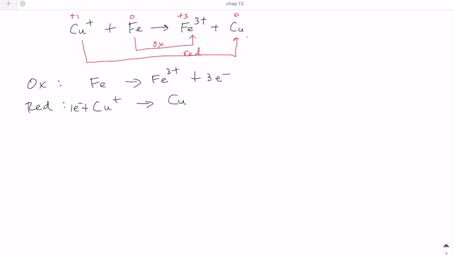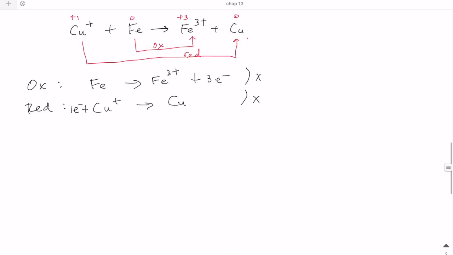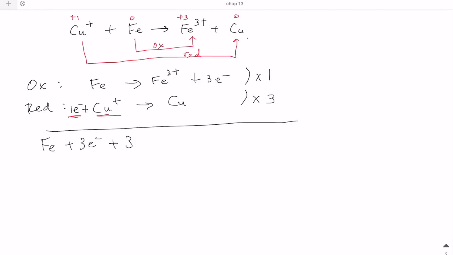Once we balance them out, we notice that the number of electrons are not equal to each other, so we're going to equalize the electrons by multiplying the bottom equation by 3, since it only has 1 electron right now, and then the top one just multiply by 1. So mathematically this is the same as finding the lowest common multiple of the number of electrons. And then once you do that, you can add them together. So the reactant side would look like the following: Fe plus 3 times 1 electron here is going to give us 3 electrons, and then 3 times the Cu+ is going to give us 3 Cu+.